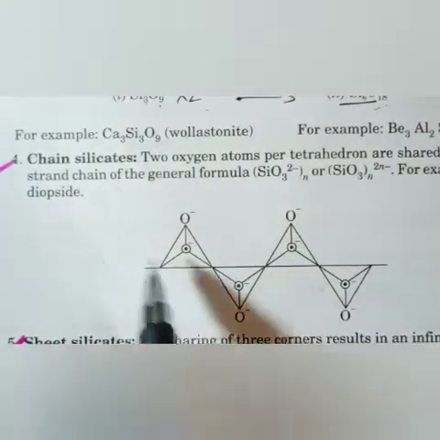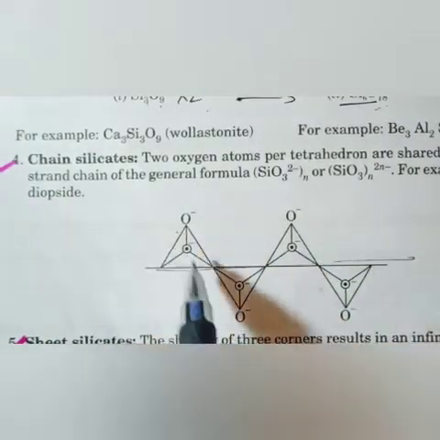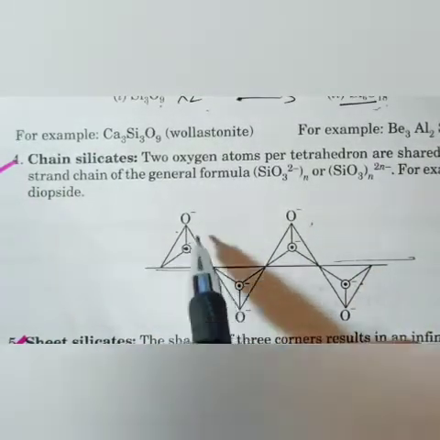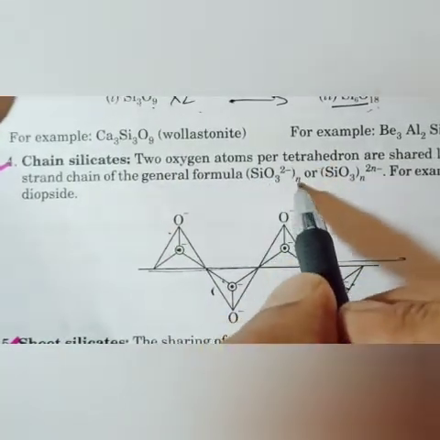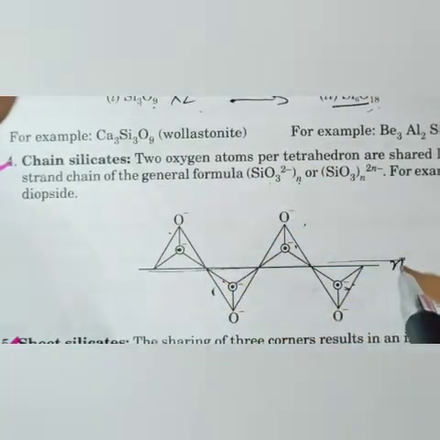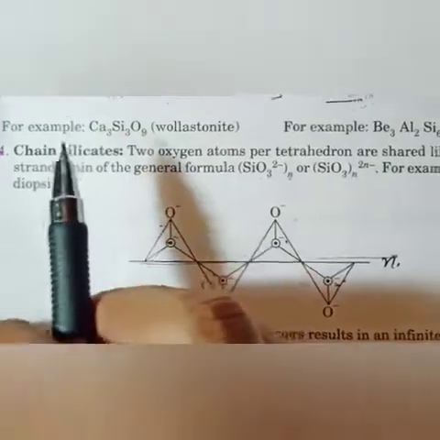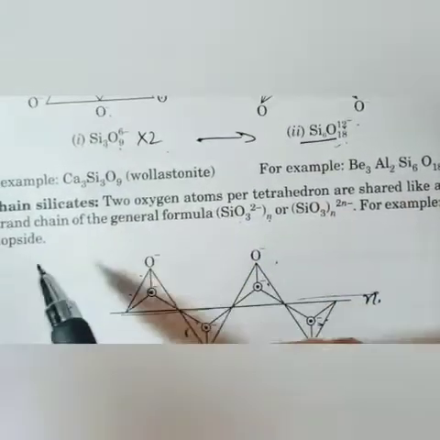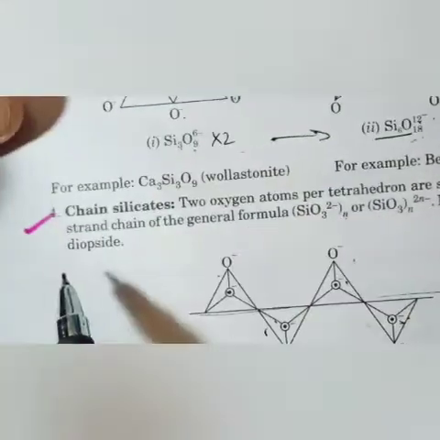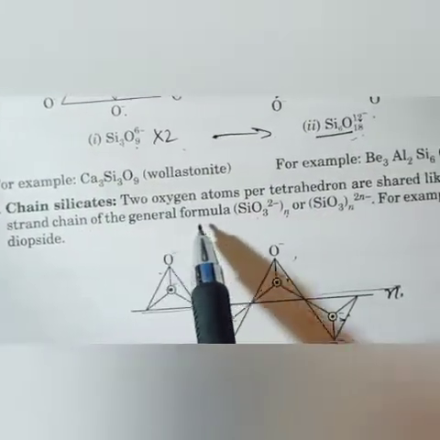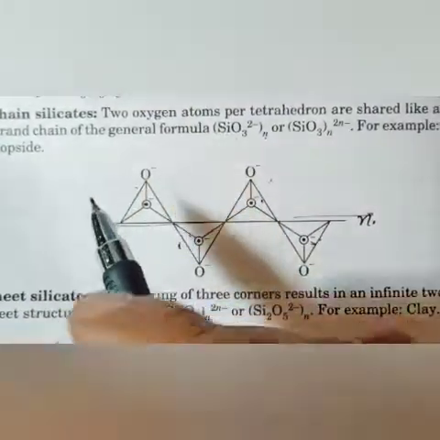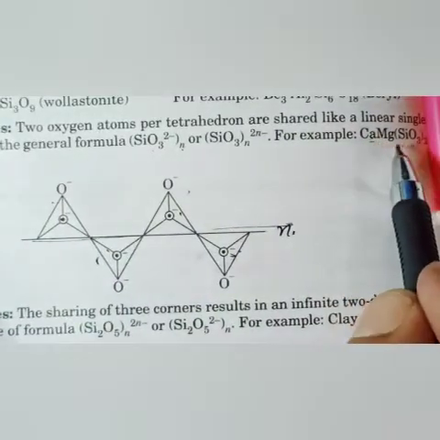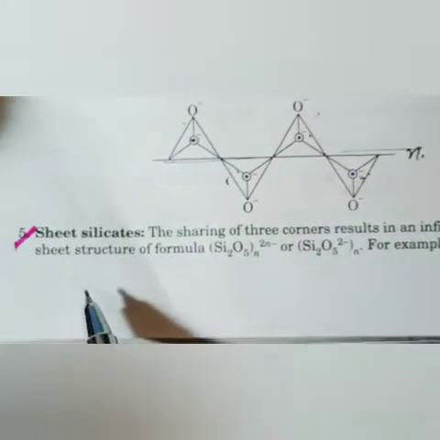Fourth is chain silicate. Chain silicate is very simple. It is like up, down silicon: 1 silicon, 2 silicon, 3 silicon, 4 silicon. So the formula is (SiO3)n 2n negative, which means it keeps on increasing. Two oxygen atoms per tetrahedron are shared, like a linear single-strand chain. For example, diopside, calcium magnesium silicon trioxide.